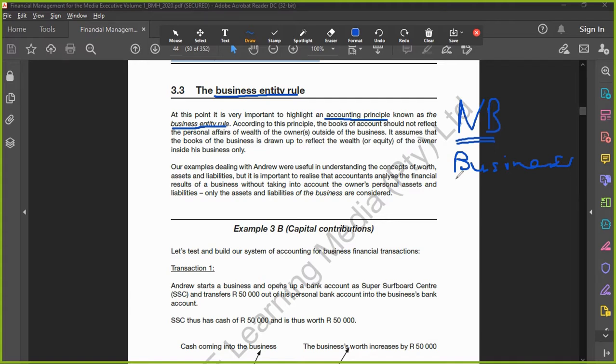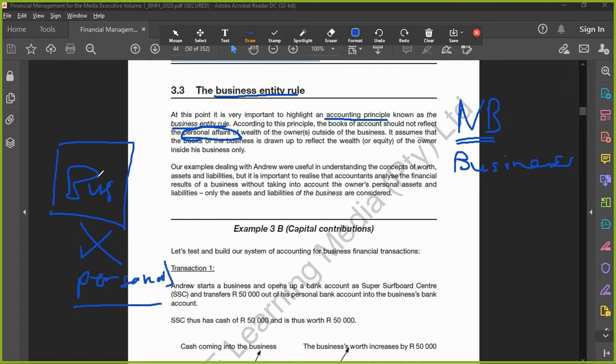Don't mix personal and business. Don't mix emotions with business. Obviously, you're not going to reflect your personal affairs in business, because it's separate. The business must be kept separate from personal.